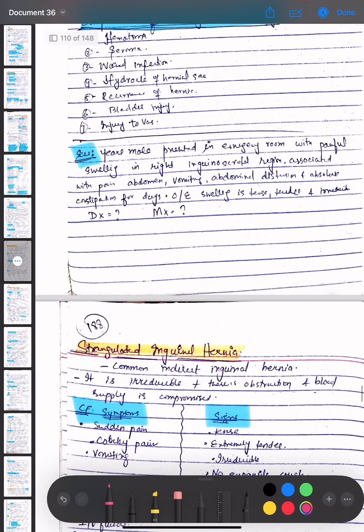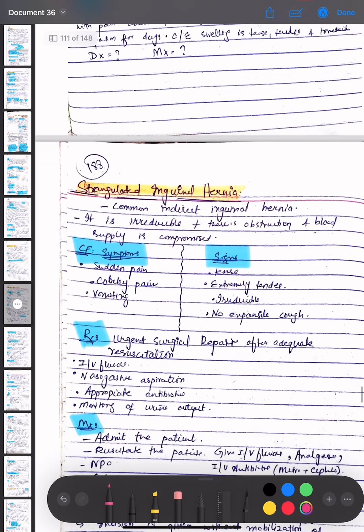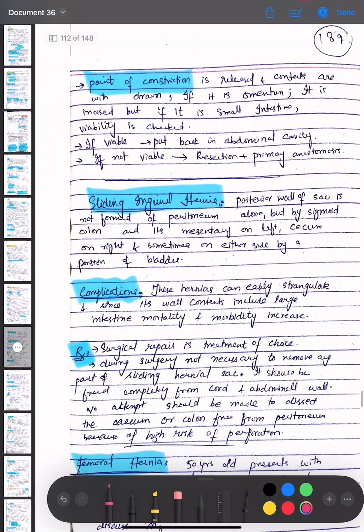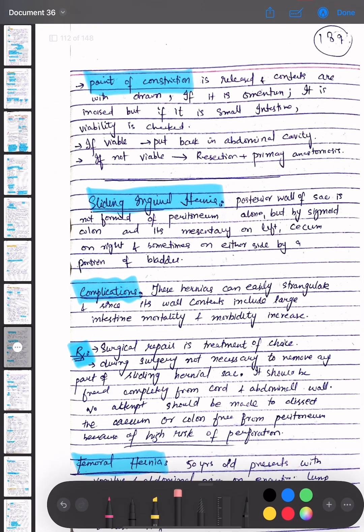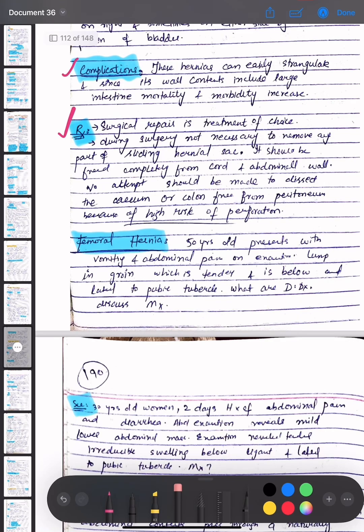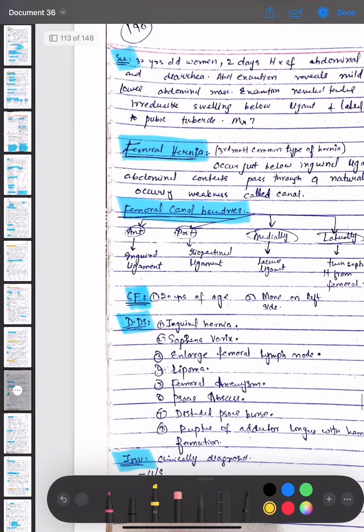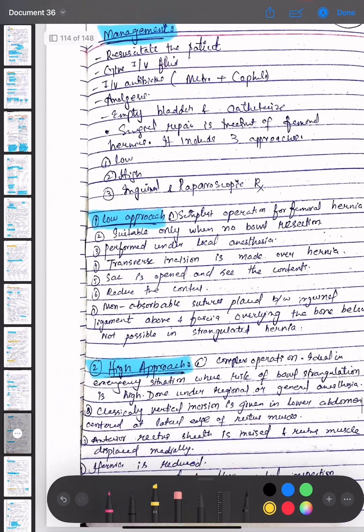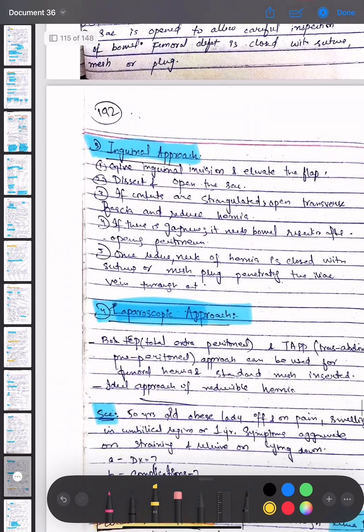We discuss its scenario, then the clinical features, that is symptoms and signs, then the treatment and the management, and then we discuss the sliding inguinal hernia and its complications and the treatment. Then we discuss the femoral hernia and the scenario for the femoral hernia and femoral canal boundaries, clinical features, differential diagnosis and investigations, management, low approach, high approach, and inguinal approach, and laparoscopic approach.